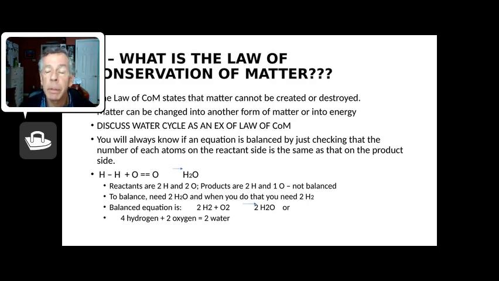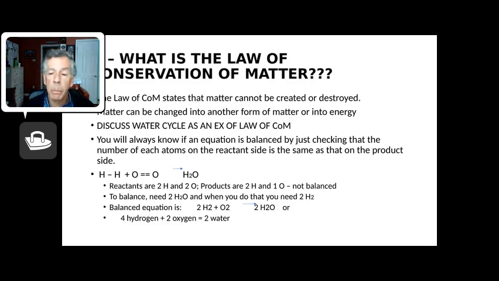What matter we have in the universe is what we've had for millions of billions of years, and we just keep changing it from one form into another. So that's another example of what we call the law of conservation of matter.